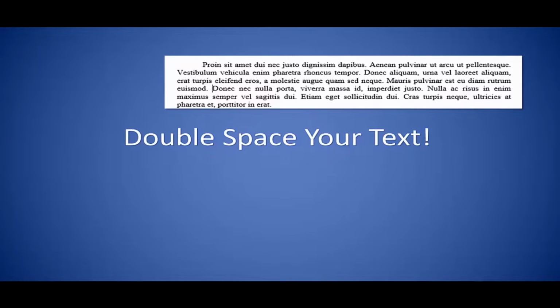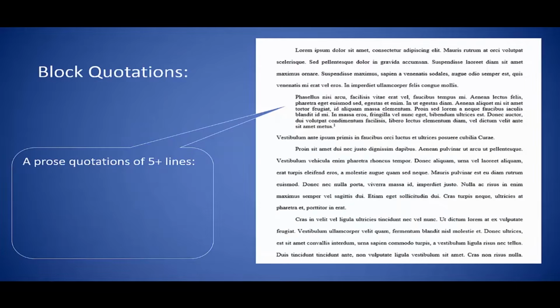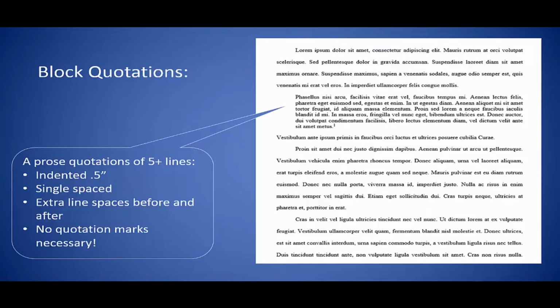Spacing. Always double space your text. All of it, always, except with block quotations. If you are including a prose quotation of 5 or more lines, make sure the text of the quotation is indented 0.5 inches and single-spaced, with extra line spaces before and after the quotation. No quotation marks are necessary.